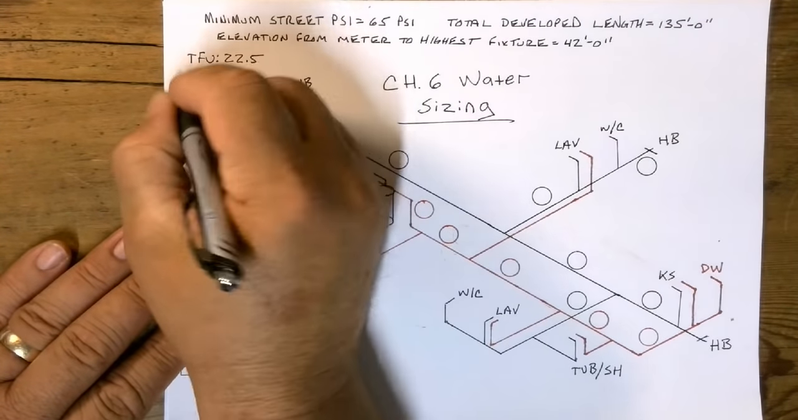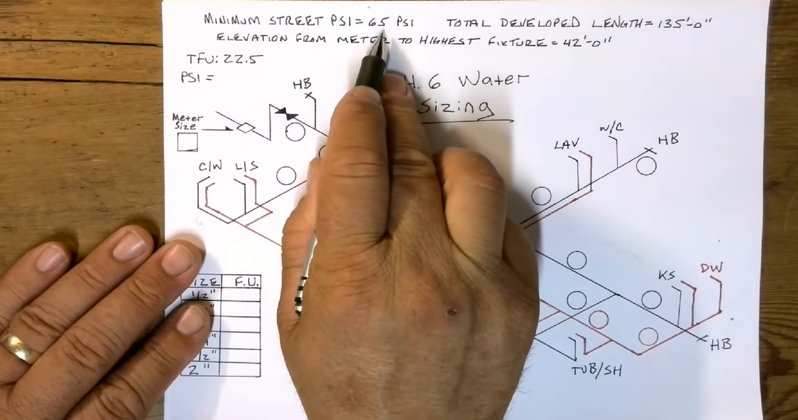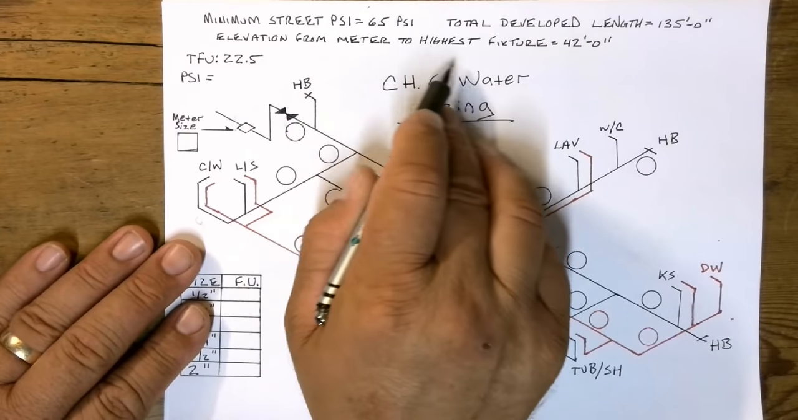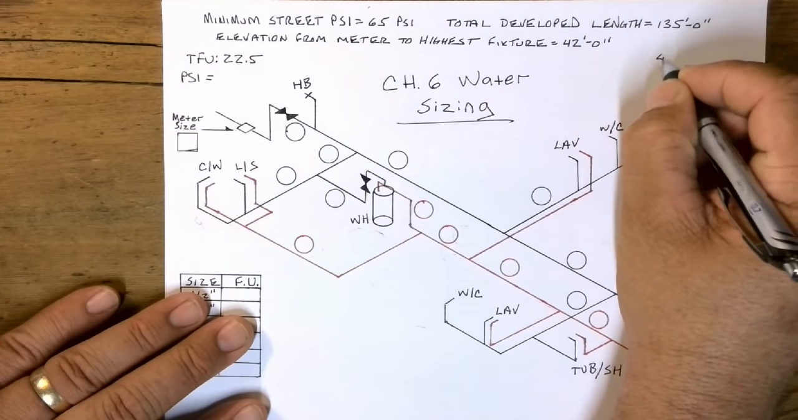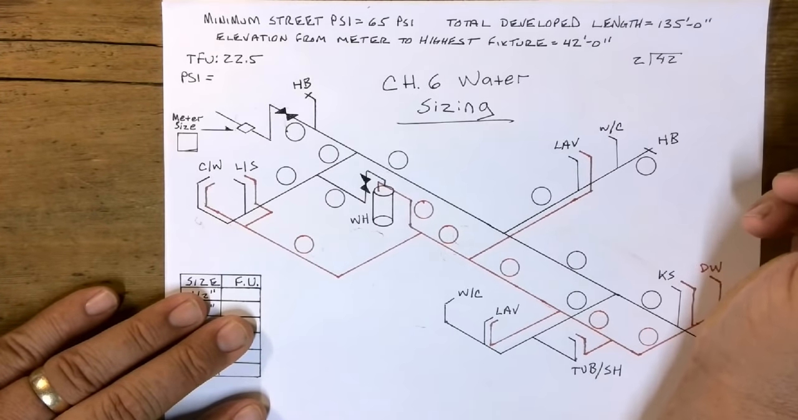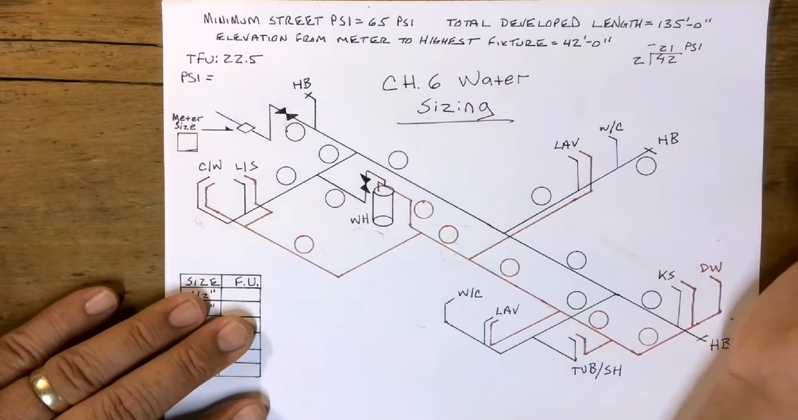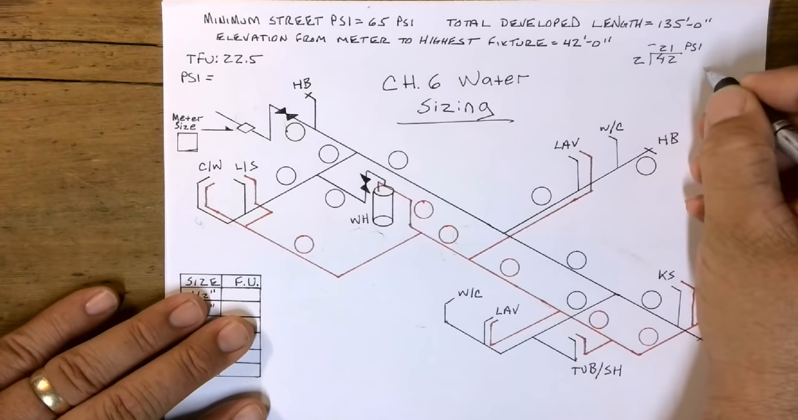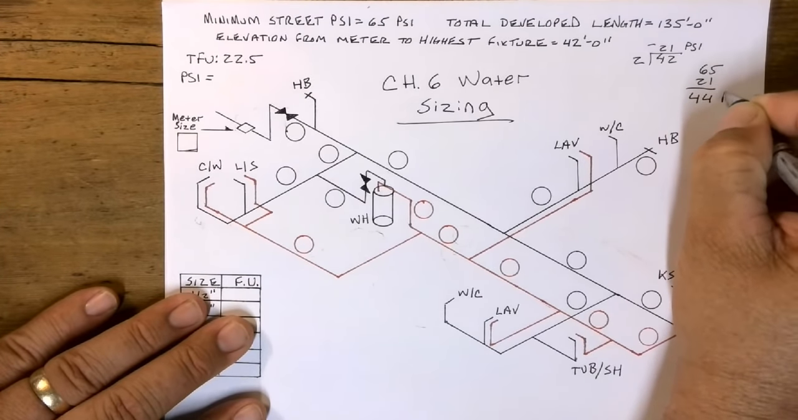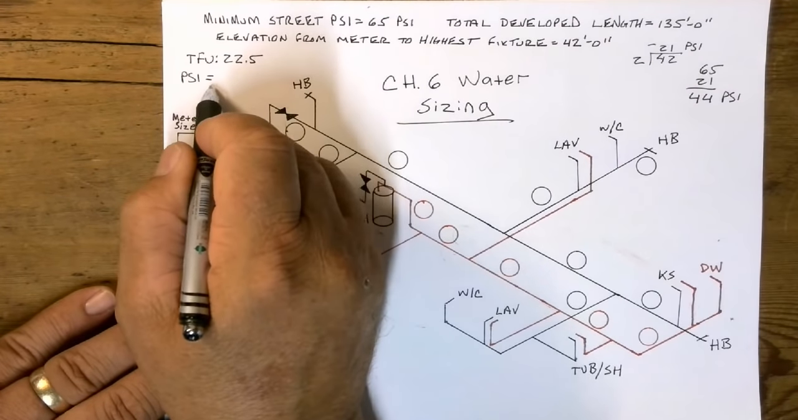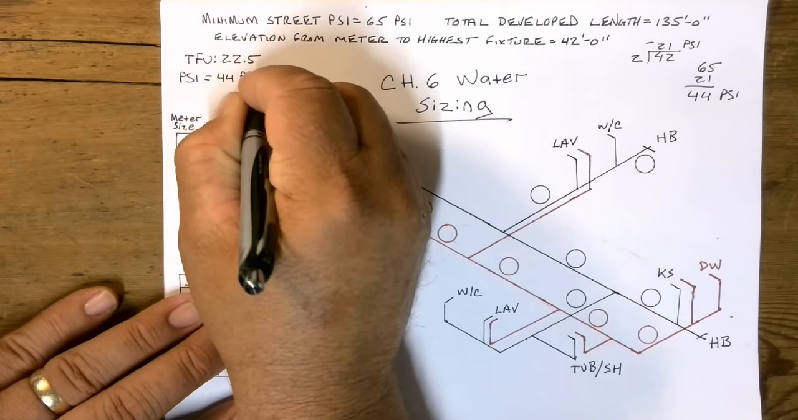What's my operating pressure? So my pressure is going to be what? Well, my minimum street pressure up here is 65 psi. But the elevation from the meter to the highest fixture is 42 feet. So I take half of 42, right? I'm going to take half of that, and it's going to give me 21. So that's 21 psi that I'm losing off of 65. So then you take your 65, subtract 21, and you get 44 psi. So my operating pressure for the entire house is going to be 44 psi. Okay.